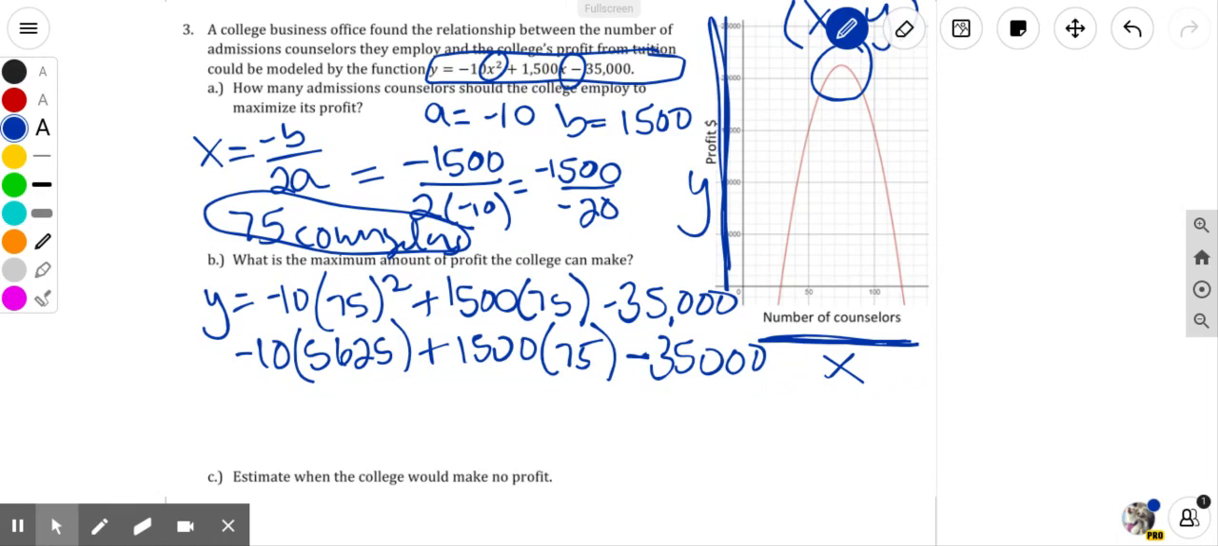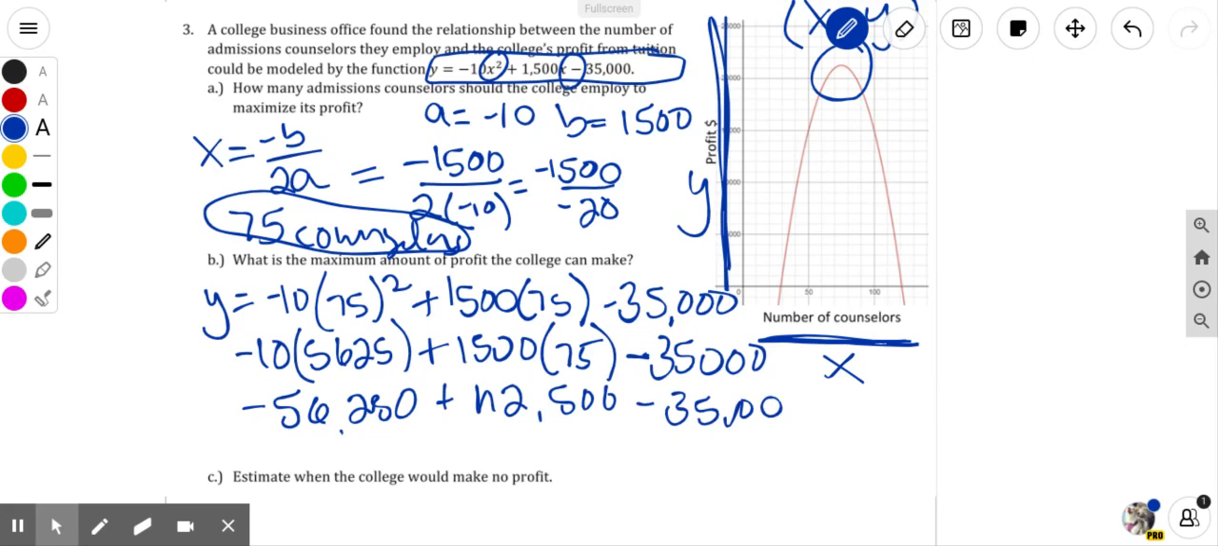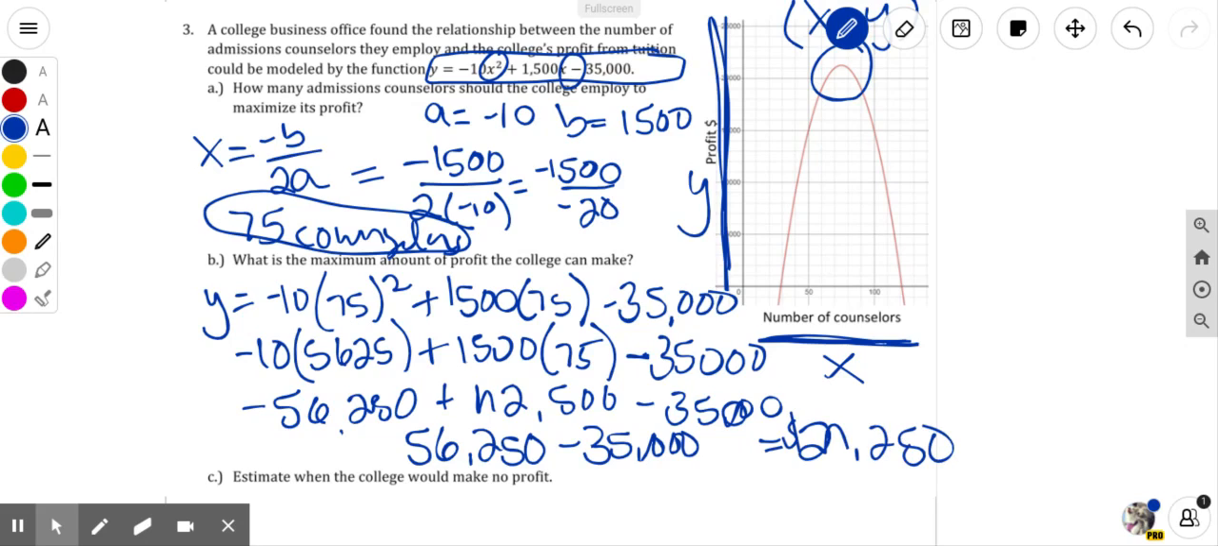Okay, so then you're going to multiply everything. So negative 10 times 5625 is negative 56,250. And then 1500 times 75 is 112,500. Next, you're going to subtract left to right. So this ends up being 112,500 minus 56,250 minus 35,000 for a final profit of 21,250. So I guess the numbers are big, but you can use a calculator. So this is max profit.